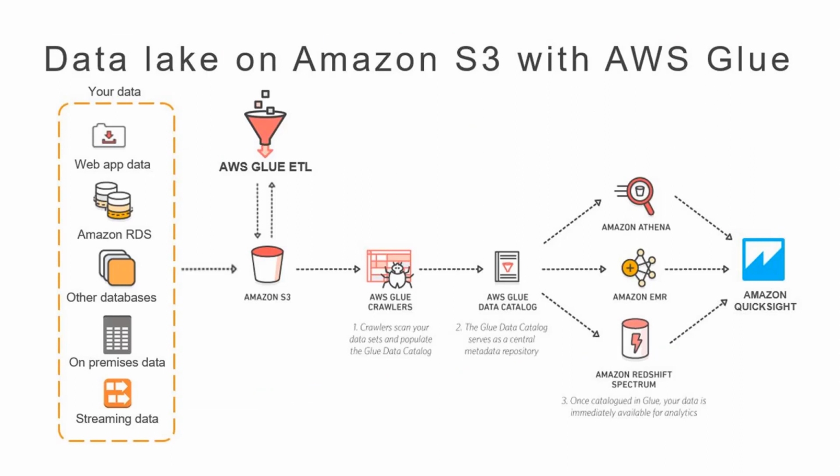First, let's take a look at the high-level overview of how things are set up within the data lake on Amazon S3 with AWS Glue. Starting from your left, components within the dotted line are basically data. So whether the data is stored on a web application, in a relational database such as SQL, MySQL, or other databases, whether your data is stored on premise, or whether it's live streaming data.